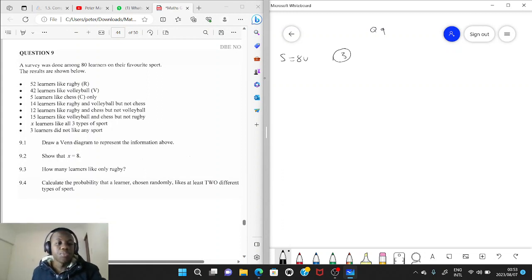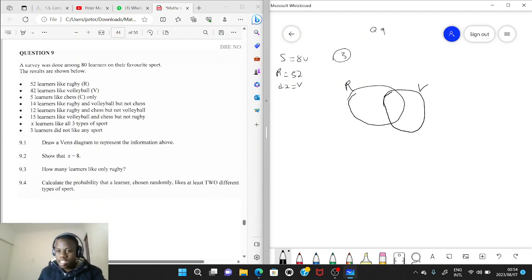Now the first statement reads as follows: 52 learners like rugby. We know that R is 52. We know that 42 learners like volleyball, and also that 5 learners play chess only. Then, 40 learners play rugby and volleyball, but not... The moment you say rugby and volleyball, the moment you say the term "and", it tells you that they intersect. So the first thing I'm going to do is draw two circles, because I have information on rugby and volleyball. I already know that they intersect in the question, right?